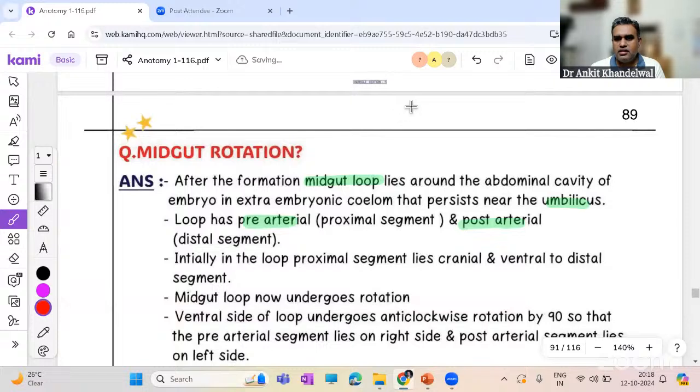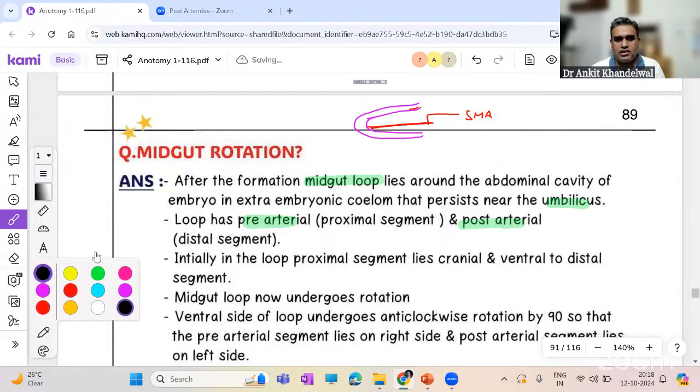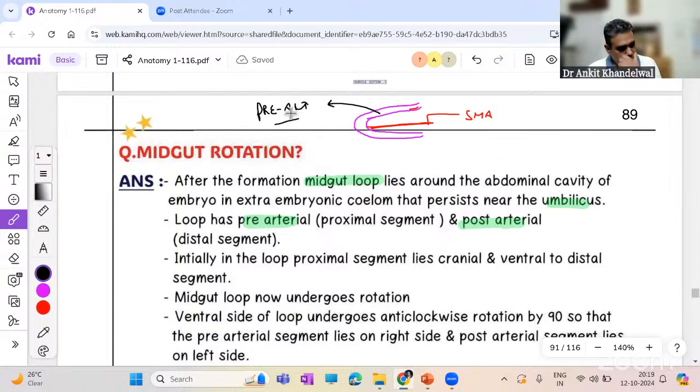See, let me change the color. This is the midgut loop over here. This midgut loop comes outside. So what is the artery supplying the midgut? It is the superior mesenteric artery. So the segment before the SMA is known as the pre-arterial segment, and basically the jejunum and ileum will come into this part.